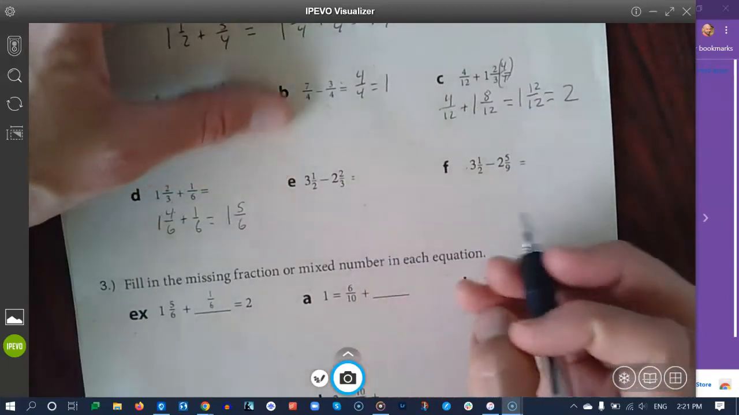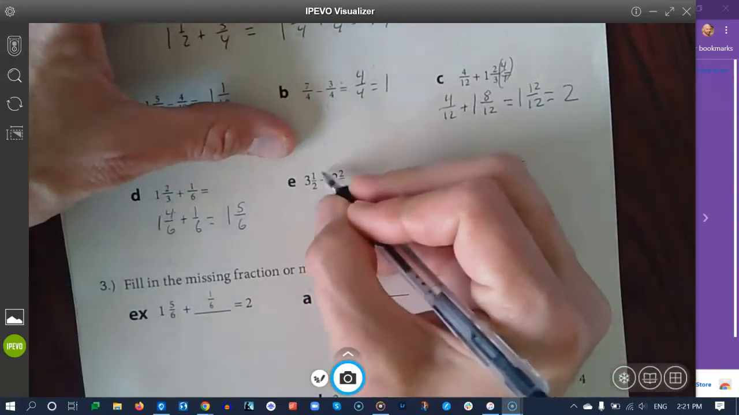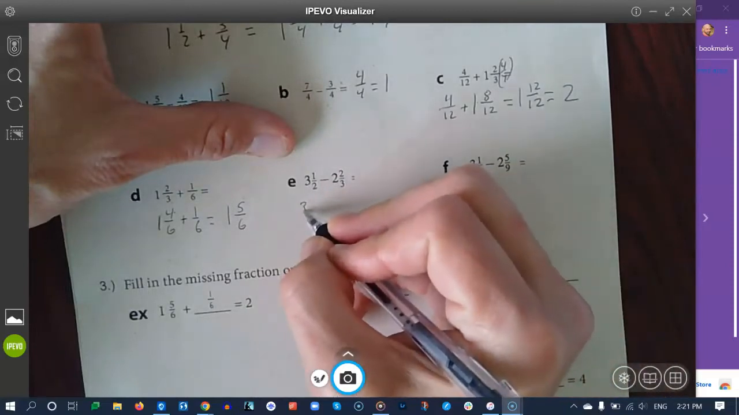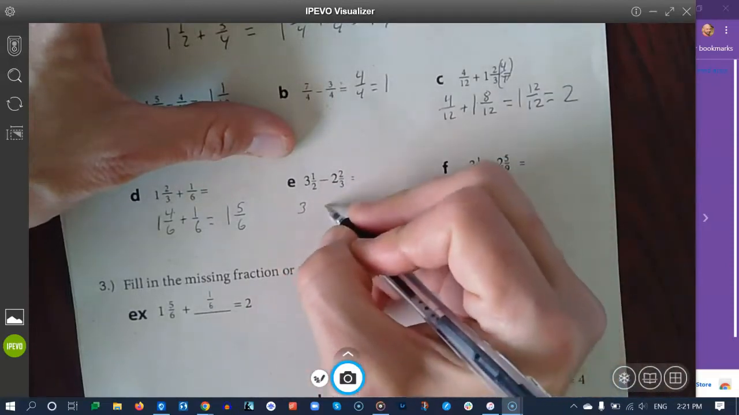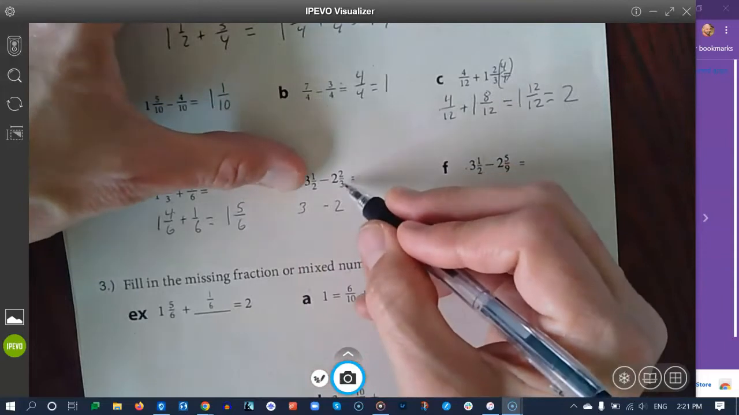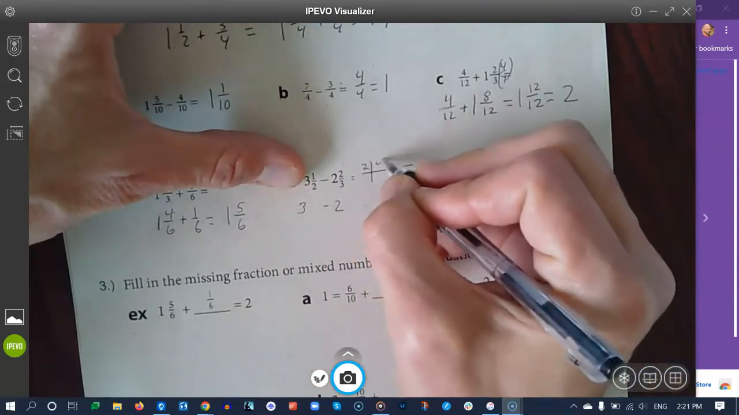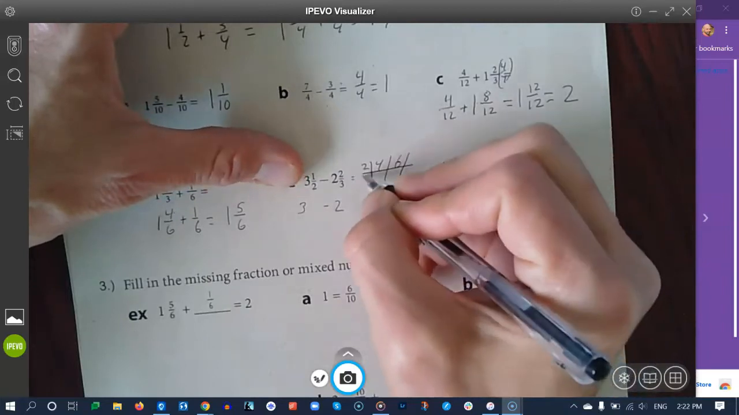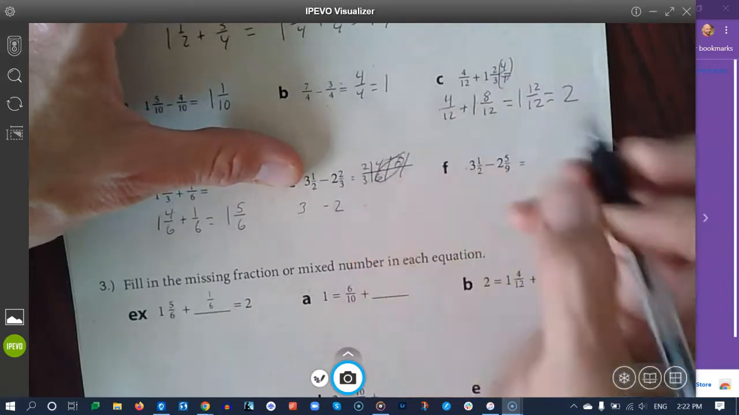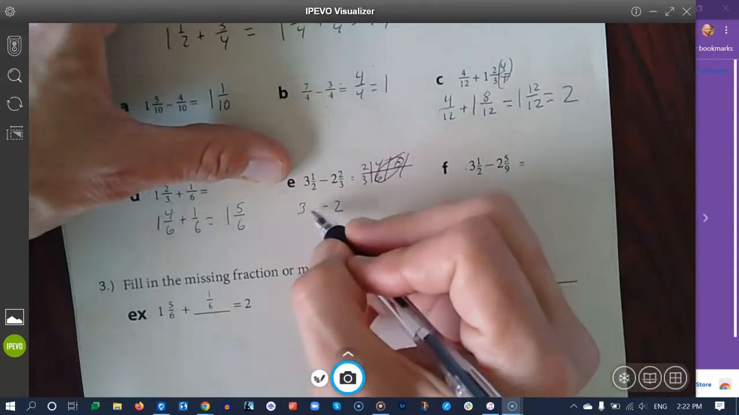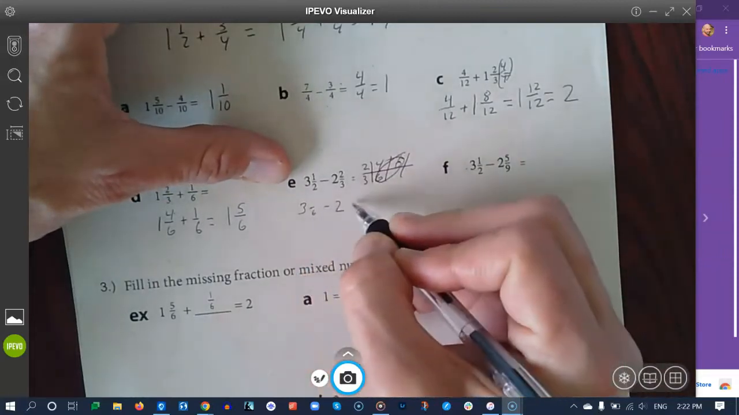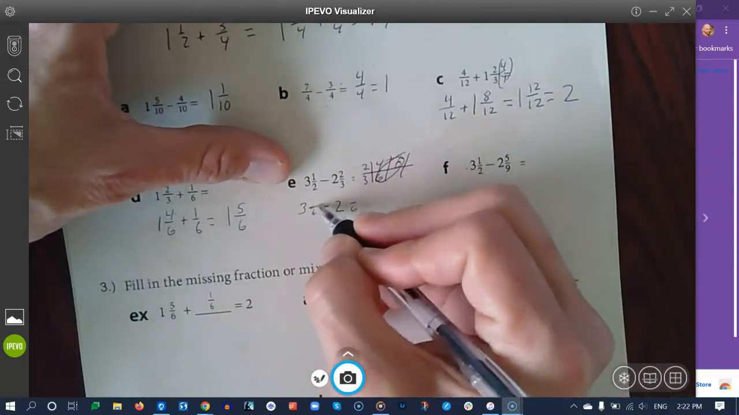All right, 3.5 minus 2 1/3. And we're subtracting. So I have 3.5 minus 2 and something thirds. So what is that going to turn into? I'm going to do my 2's here. 2, 4, 6. It's going to be 6, isn't it? 3, 6. Yeah. So 6 and 6. So I'm going to do 3 and something sixths minus 2 and something sixths.